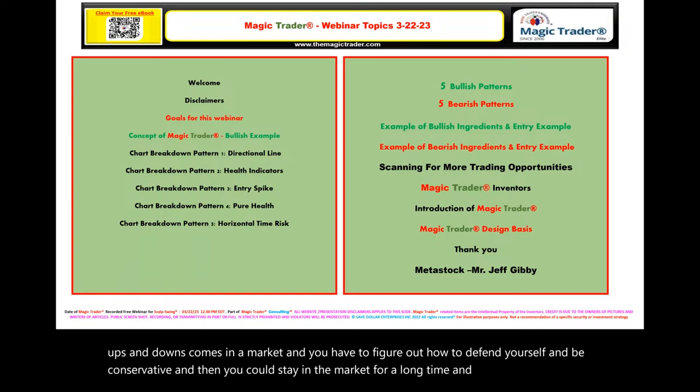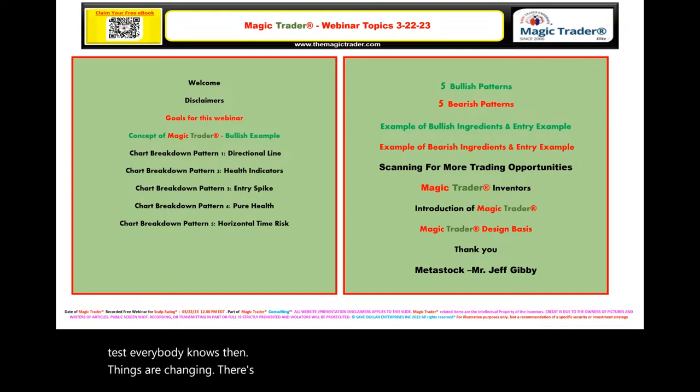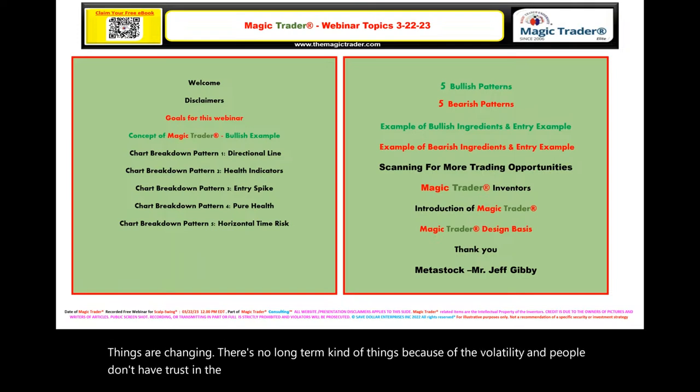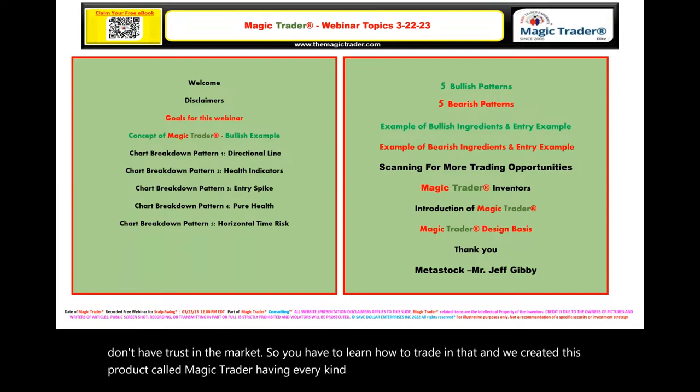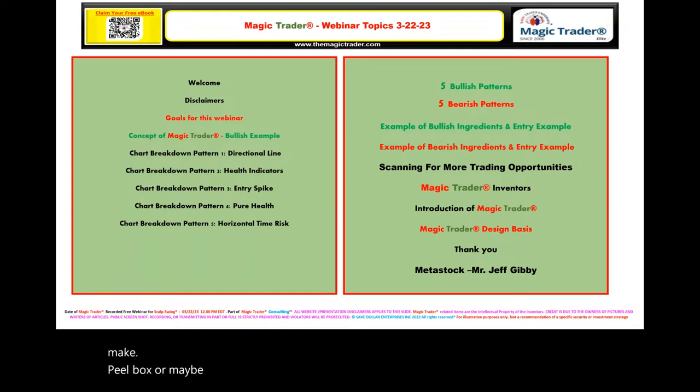And this is the market will test everybody, and things are changing. There's no long-term kind of things because of the volatility and people don't have trust in the market. So you have to learn how to trade in that. And we created this product called Magic Trader, having every kind of trading in every type of market. You could make a few bucks or maybe lose too, because there is no way I could tell you cannot lose money. It all depends upon you.